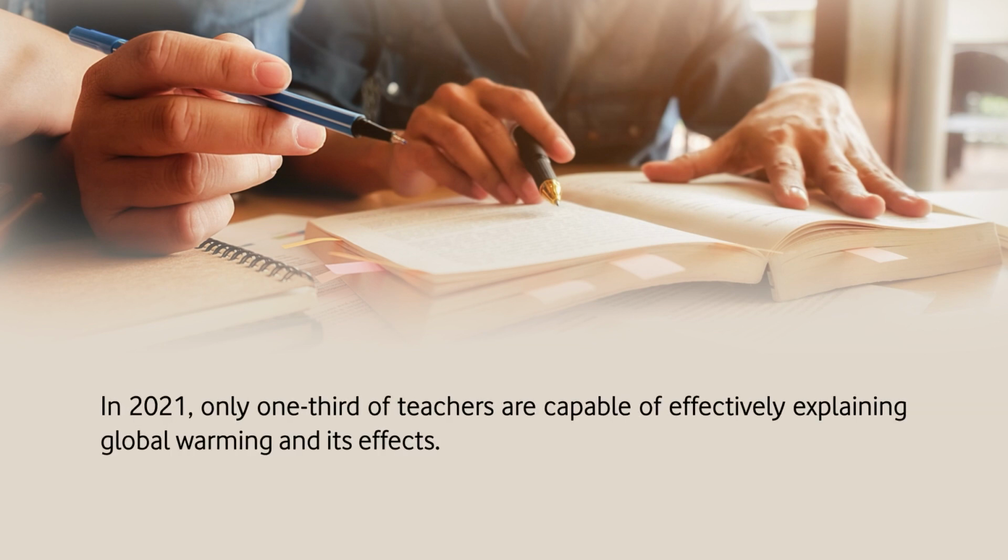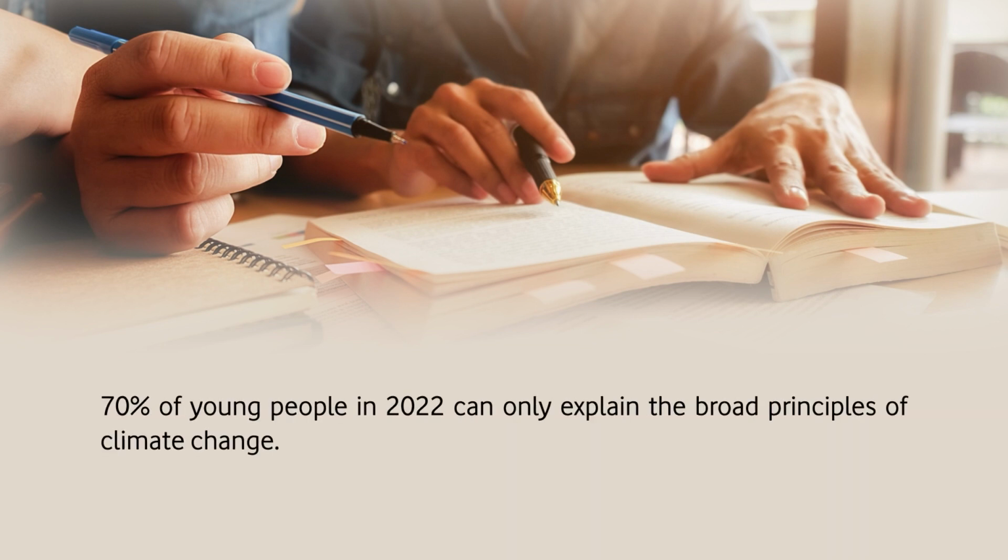In 2021, only one third of the teachers were capable of effectively explaining the phenomenon of global warming and its effect on the planet Earth to the students. Only 70% of the young people in 2022 can explain the broad principles related to climate change.